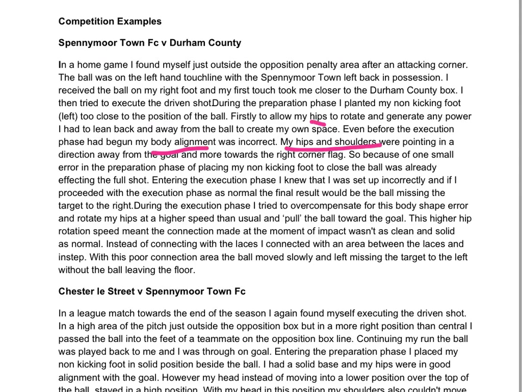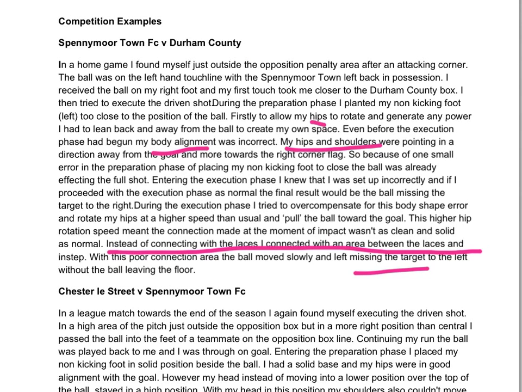It goes on to discuss how this then happened badly, tried to overcompensate, etc. Ended up pulling the ball towards goal. Instead of connecting with the laces, I connected with an area between the laces and the instep, and it missed the target.